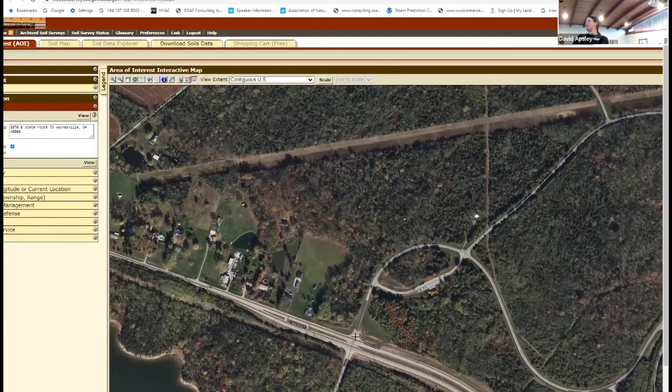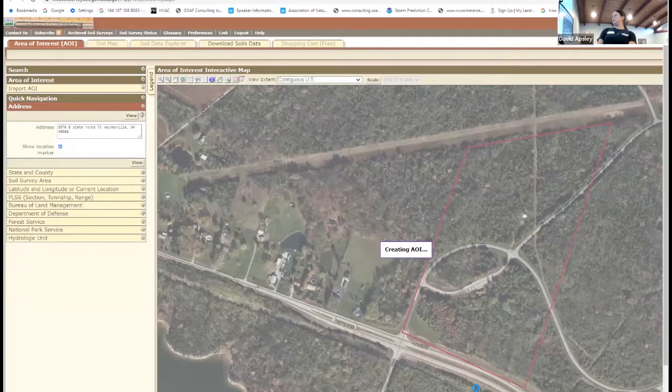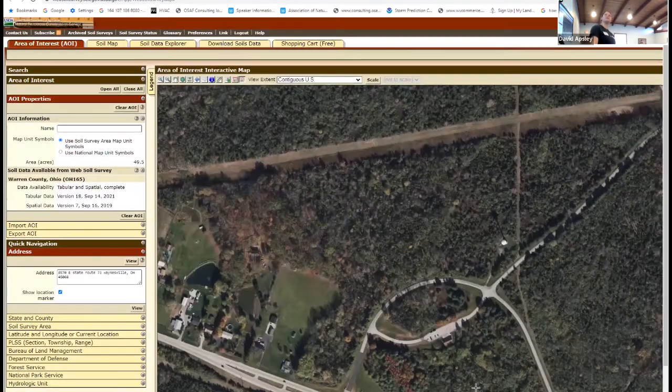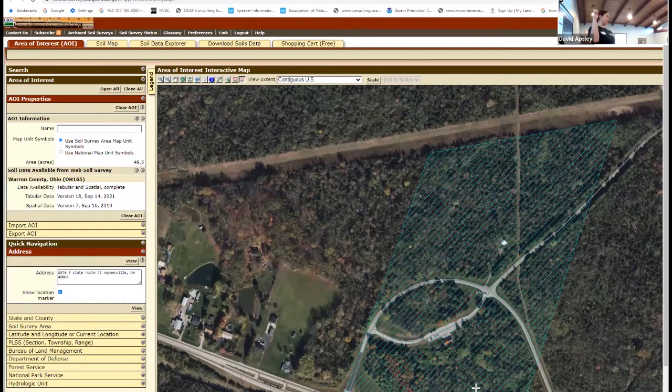And we're going to take a look at this area around Pat's office. So I'm going to draw this really roughly and create an area of interest. Now it will highlight the area that I'm going to look at. And you can actually save this as a map and use it. Or you can get more detailed information and save the map. So I'm going to get some more information here and go to a soils map.